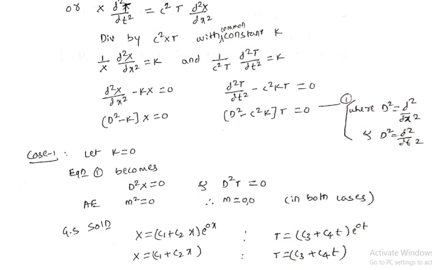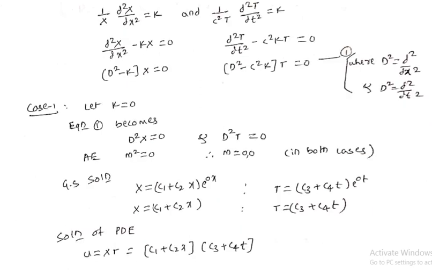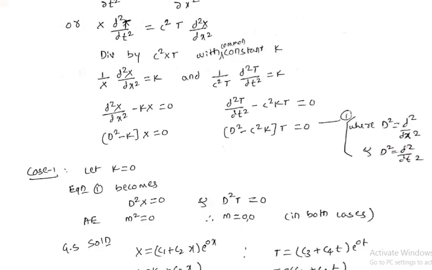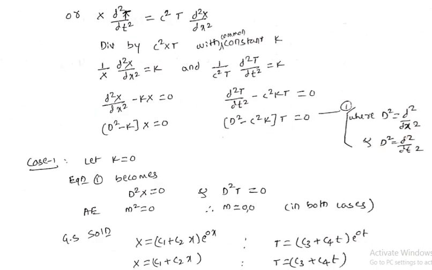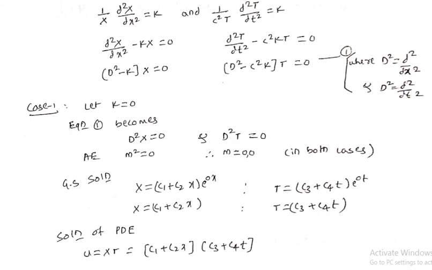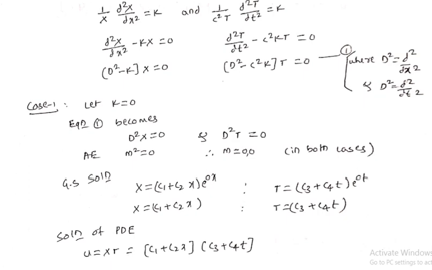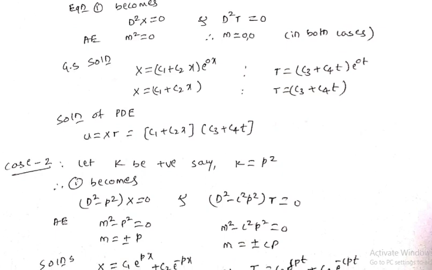Now we are using case number 2. Before this, we substitute capital X and capital T in the equation u equal to XT. So the u equation becomes: X is c1 plus c2 x, and capital T is c3 plus c4 t. Now case number 2.